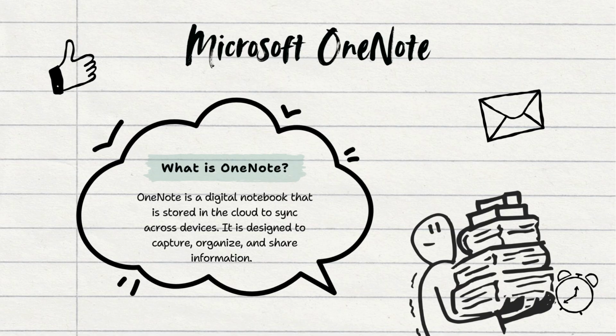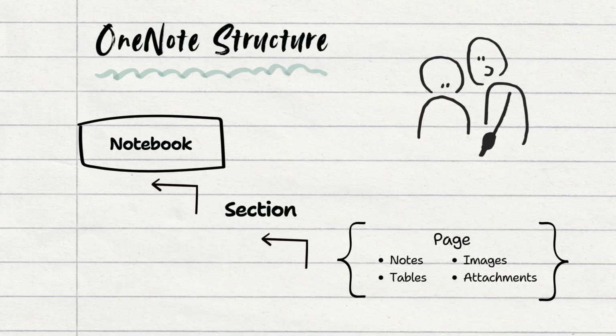In today's video, we will be reviewing Microsoft OneNote. OneNote is a digital notebook that is stored in the cloud and syncs across your devices. It is designed to capture, store, and organize your notes and make them easy to find and access. You can think of OneNote notebooks as actual notebooks or even as binders.